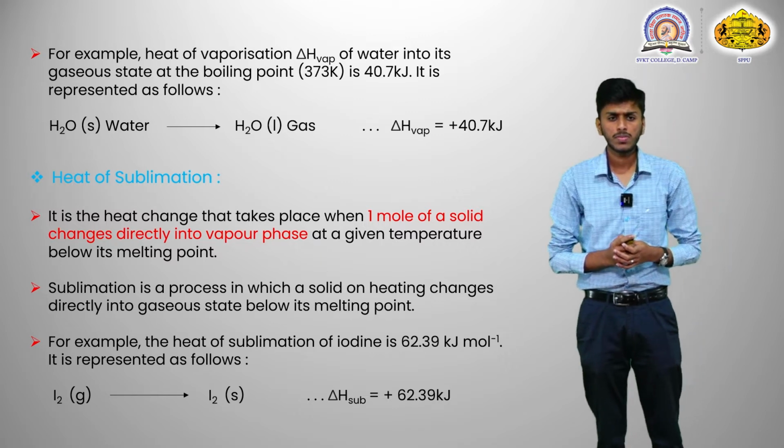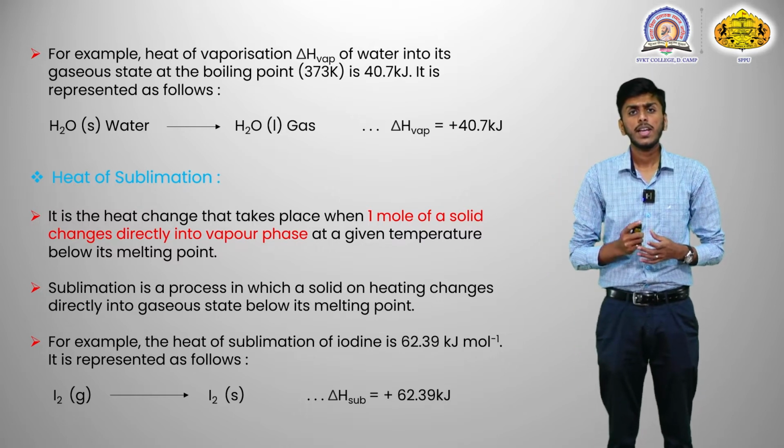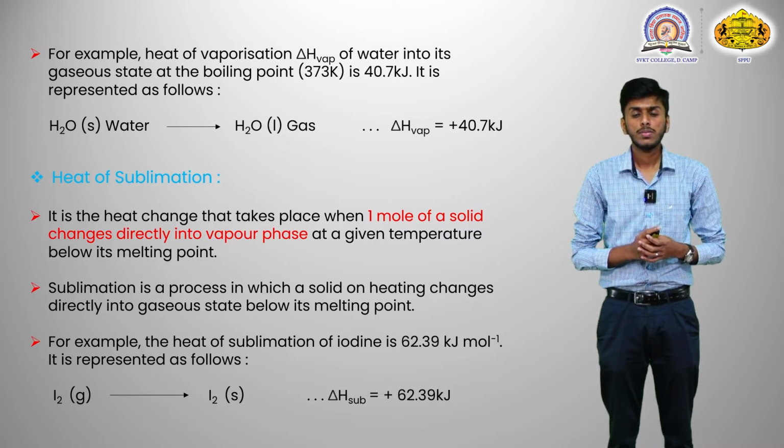Heat of sublimation. It is the heat change that takes place when 1 mole of solid changes directly into vapor phase at a given temperature below its melting point. Sublimation is a process in which a solid on heating changes directly into its gaseous state below its melting point. Iodine and naphthalene generally show the sublimation process. The heat of sublimation of iodine is 62.39 kilojoule per mole and it is represented as the equation given below.